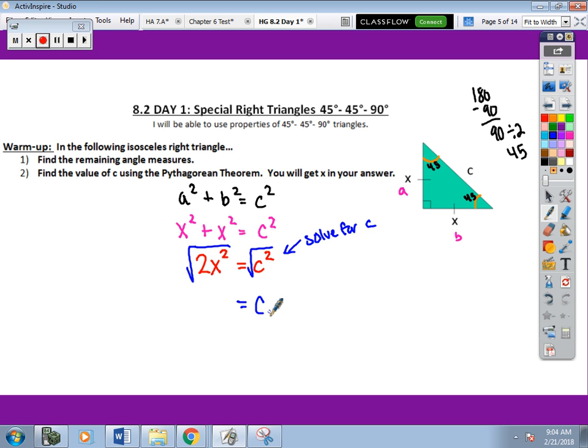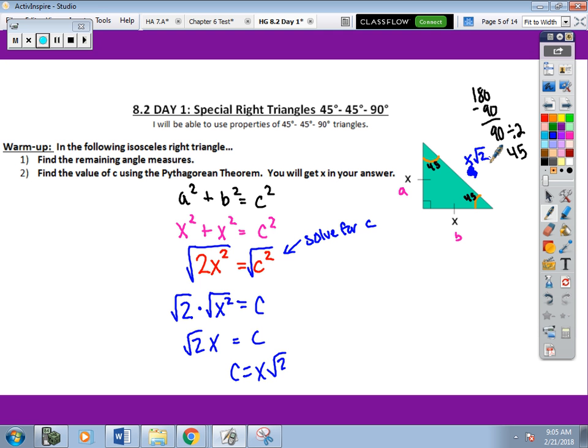Now on the other side, I have the square root of 2x squared. What you can do is you can break this up into the square root of 2 times the square root of x squared. The square root of 2, we don't know what it is. Okay? It's not a whole number. But when you square root x squared, we would just get x. Usually we write that x root 2. So going back up to my triangle, get rid of the c. And make this x root 2.